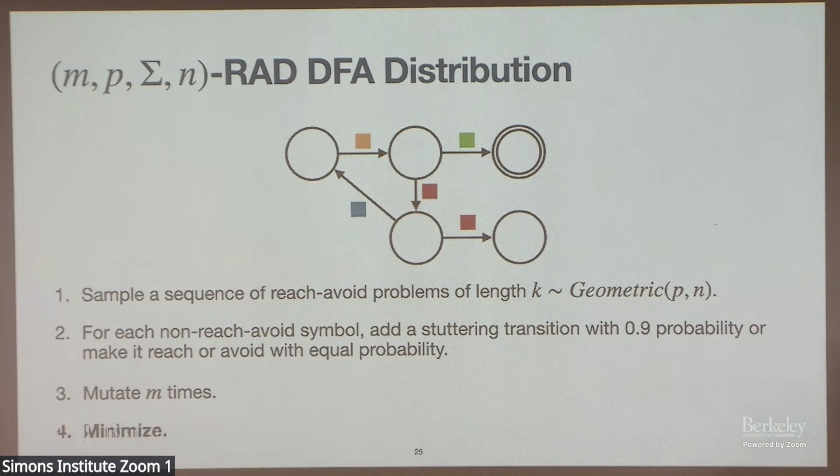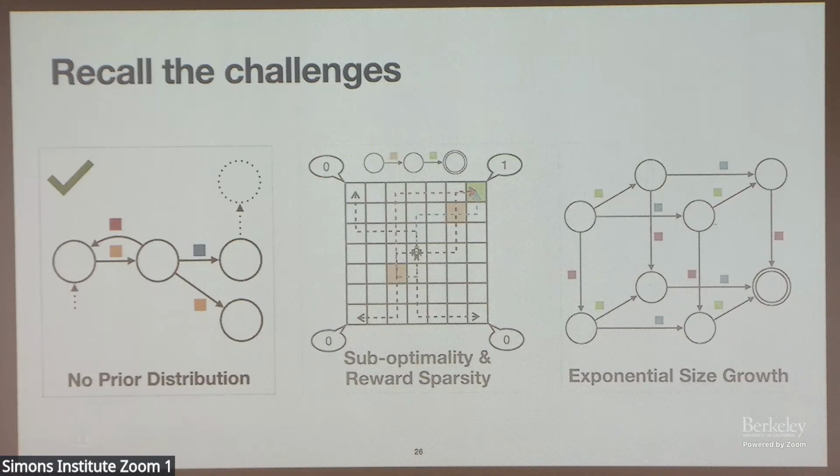So through these steps, we define this RAD DFA distribution. And in the experiment results later, I'll try to convince you that this actually works, because this distribution kind of captures the reach distribution, reach avoid distribution, and all these other DFA distributions for planned DFAs. So this will be our training distribution. So we know it now.